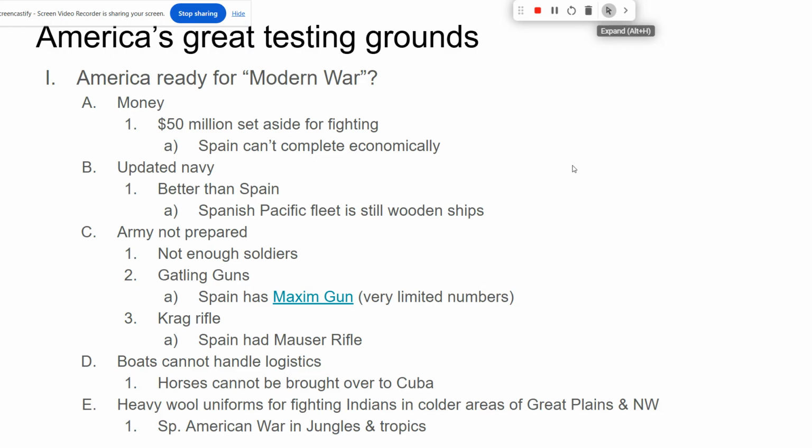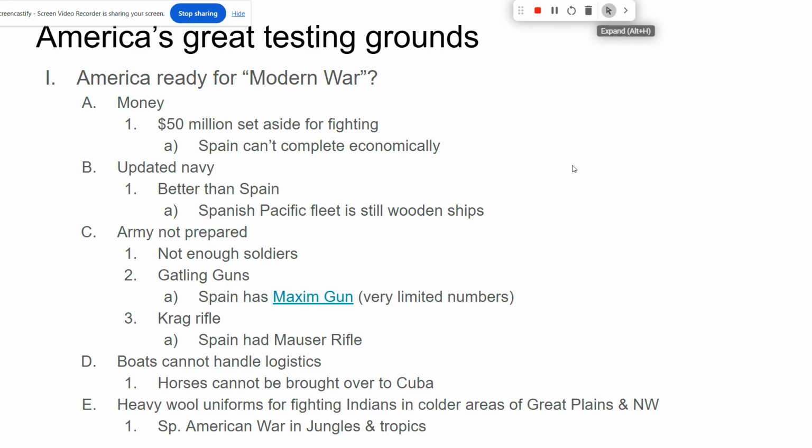So first of all, at the beginning of the Spanish-American War, in April of 1898, the entire U.S. Army was approximately 25,000 men. And those 25,000 men were scattered throughout the country fighting Indians. In contrast, the Spanish had over 200,000 soldiers in Cuba, not counting other Spanish soldiers available.